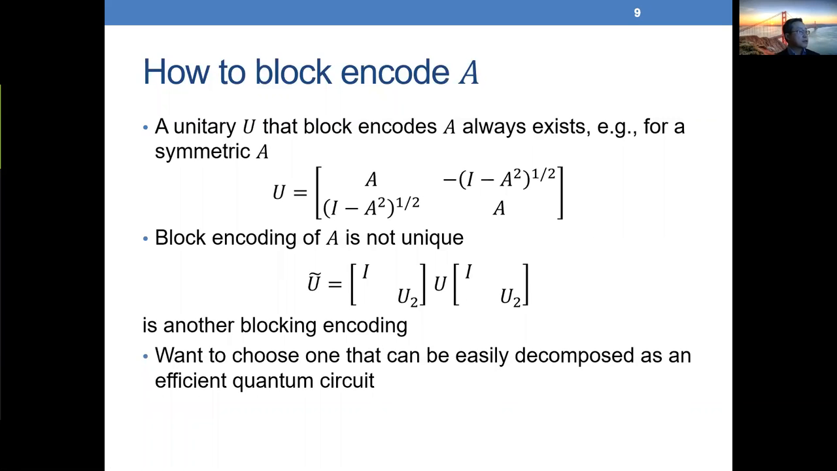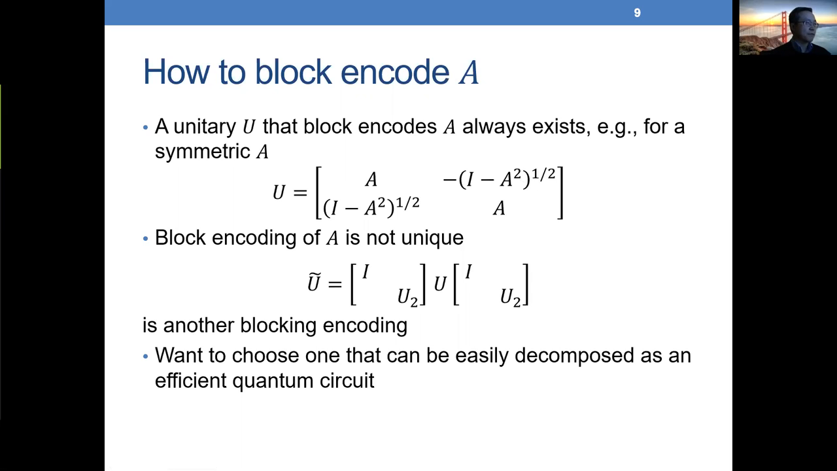So that's a good question. And I'll give you an example of how these can look. It's not the way we compute it, but as an example of block encoding of A, you can see that if I put A here, in the upper left corner, and I put the square root of I minus A squared, minus that, that gives me a unitary matrix, you can verify.